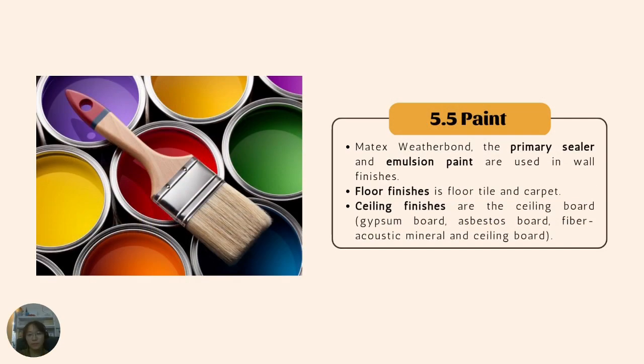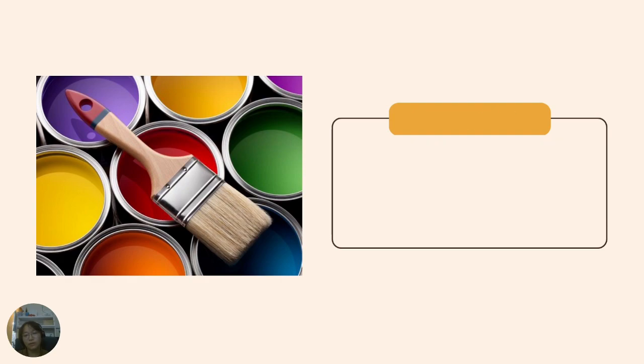Paint, Matex weather bonds, the primary sealer, and the emulsion paint are used in wall finishes. Floor finishes is the floor tiles and carpet. Ceiling finishes are the ceiling board, gypsum board, vested board, fiber acoustic mineral, and ceiling board.